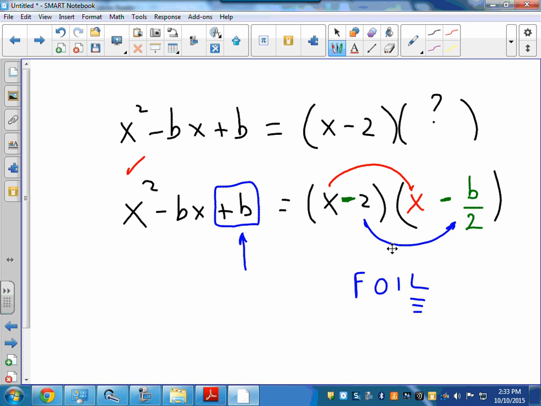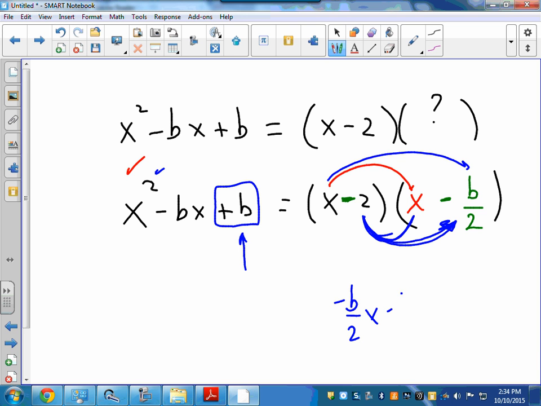So let me just double check that. If I FOIL here, the first is x times x, which is x squared. The outside is x times minus b over 2, so that's minus b over 2 x. The inside is minus 2x. And then the last terms, negative 2 times the negative b over 2 is positive 2b over 2, or the 2's cancel, just positive b. So we get the positive b, that's right. We get the x squared, that's right. I guess the only question is, is this really the same as that?